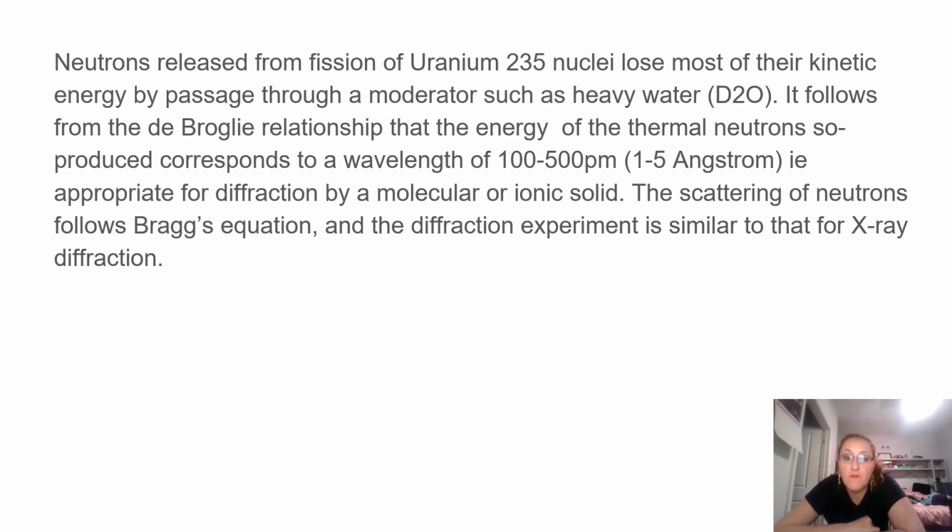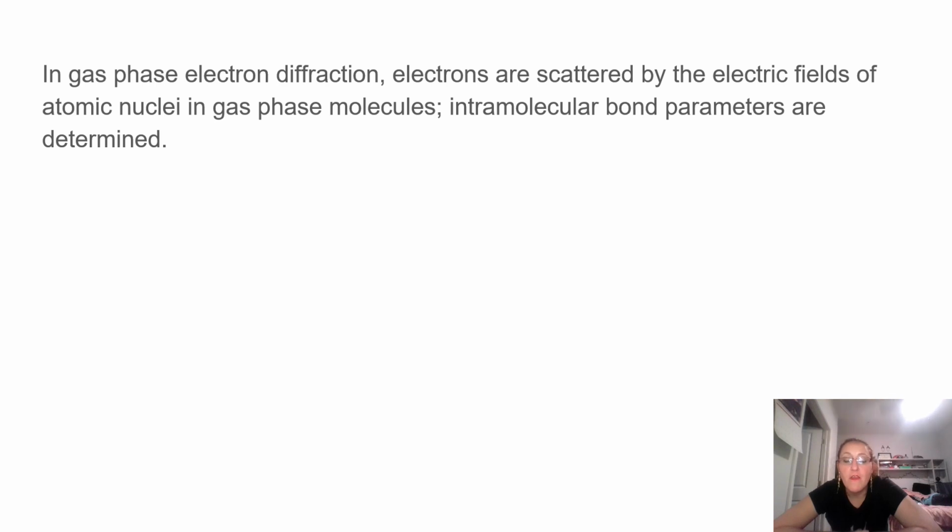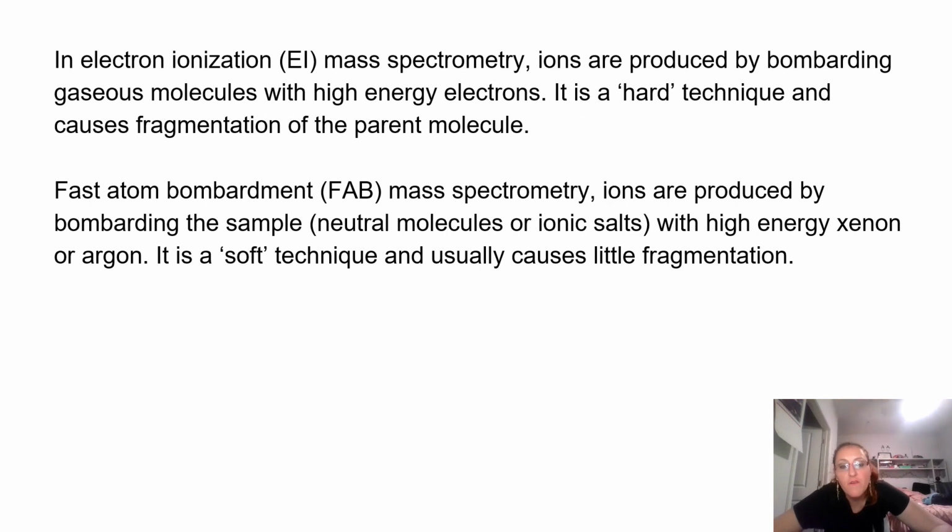The scattering of neutrons follows Bragg's equation, and the diffraction experiment is similar to that for X-ray diffraction. In gas phase electron diffraction, electrons are scattered by the electric fields of atomic nuclei and gas phase molecules. Intramolecular bond parameters are determined. In electron ionization mass spectrometry, ions are produced by bombarding gaseous molecules with high-energy electrons. It is a hard technique and causes fragmentation of the parent molecule.